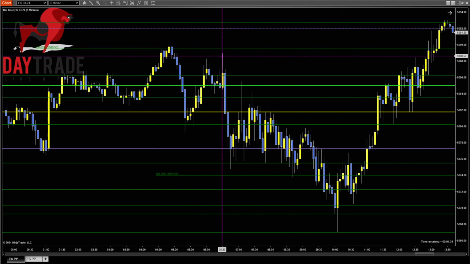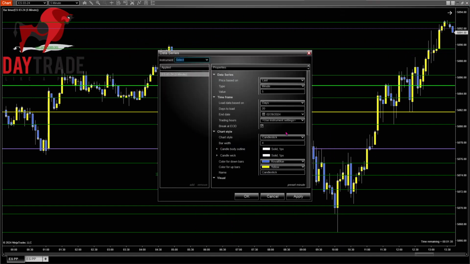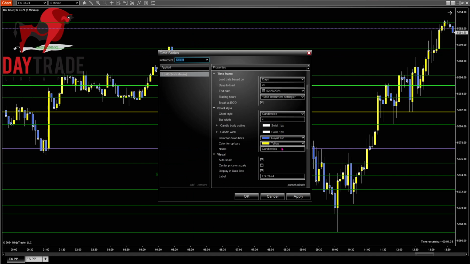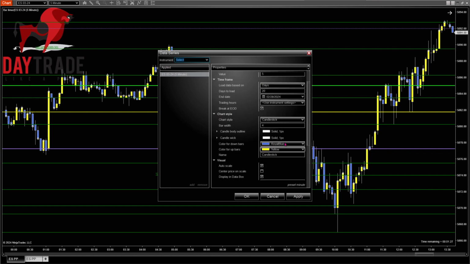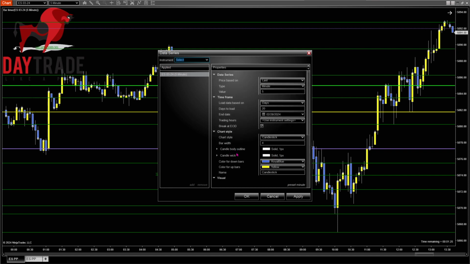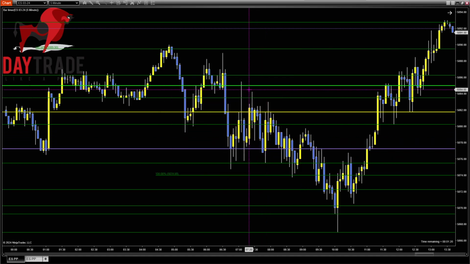What you'll notice is I actually saw on some of these that maybe the wick could be a little thicker on the candlestick, but there we go. Okay, maybe that will help. We'll find out. All right, so look at the market right here.